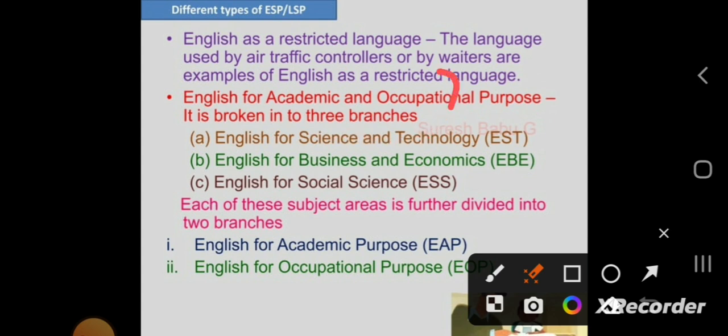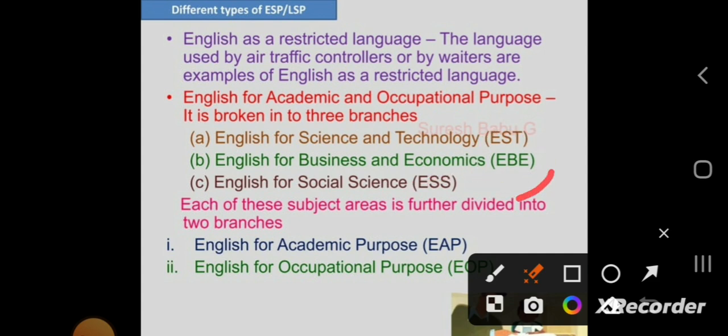Next, English for academic and occupational purposes. It is broken into three branches. English for science and technology. It focuses on the language skills needed for academic and professional activities in the fields of science and technology. This includes understanding technical terms and contents, writing research papers, and engaging in scientific discussions.